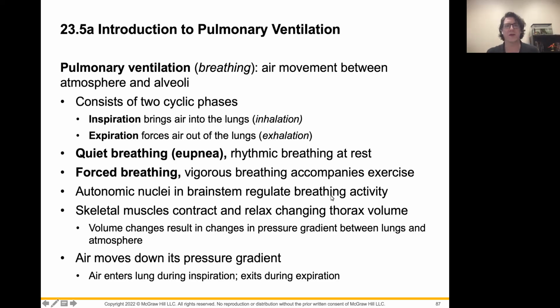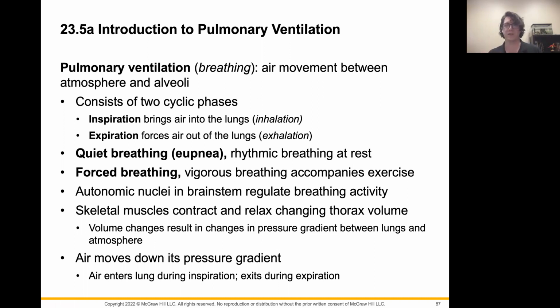Hi, everyone. So in this video, we're going to talk about breathing. Now, breathing is going to consist of really two phases. Your book is going to talk about breathing in terms of these two phases. It's also going to refer to it as pulmonary ventilation. That basically just means getting air into the lungs, so that's pulmonary, and then getting that same air out. So ventilation is going to be moving air in and moving air out. Those are the two cycles as well.